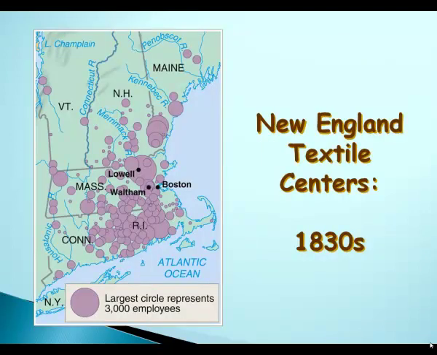As you can see, this is New England. You can see Massachusetts, Connecticut, Rhode Island. And see, the largest circle represents 3,000 employees. Look here. They're all along the coast in the New England area. By 1830, New England was very definitely the textile center.